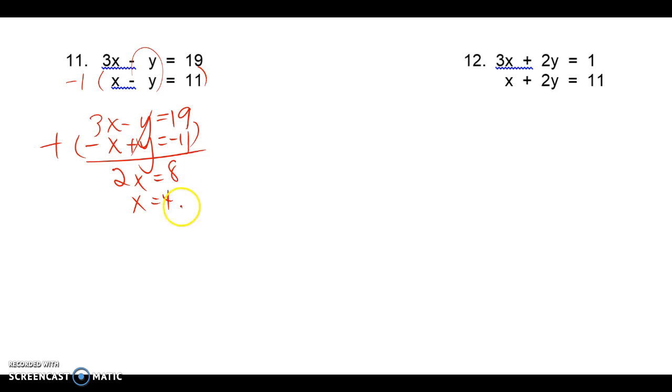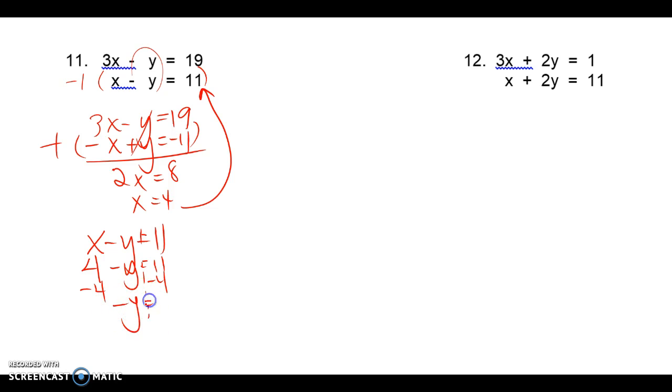All right. Well, I can go into either of these and figure out what y is. So if I go into that second one, x minus y equals 11. 4 minus y equals 11, minus 4, right? Negative y equals 7, y equals -7. All right, so it should be 4, -7. And if I go up to this and check it, 3 times 4 is 12, minus a -7 is 19. That works. All right, let's look at number 12.